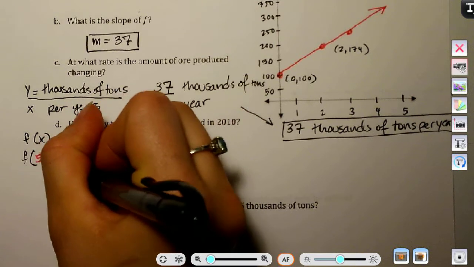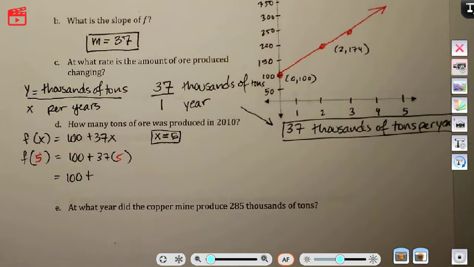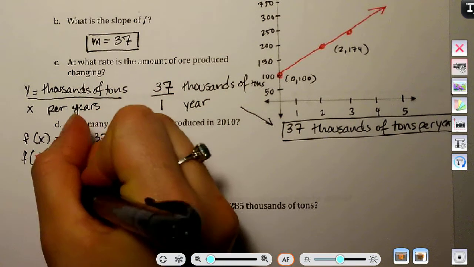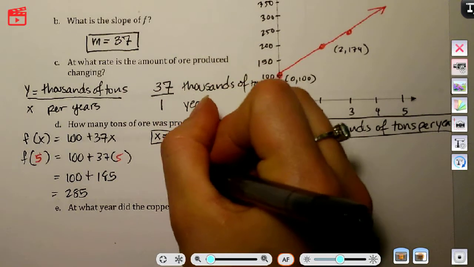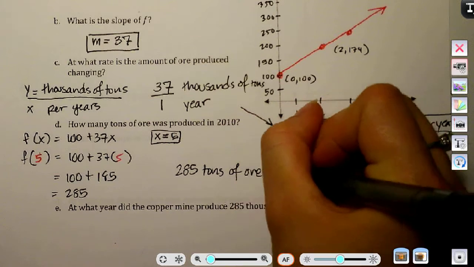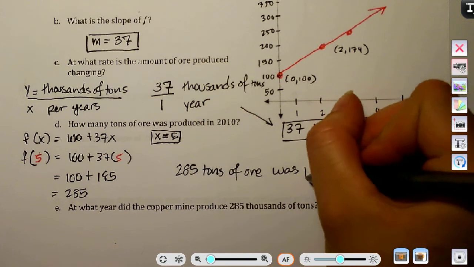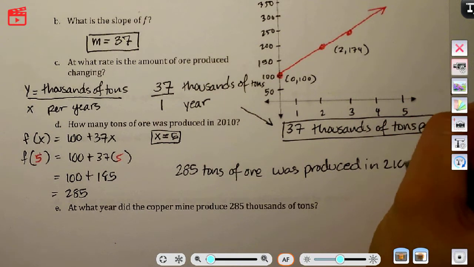Okay, so it's going to be 100 plus, ooh, my brain is tired already. Okay, 37 times 5, 185. And that's going to equal 285. So my answer is 285 tons of ore was produced. Oh, this should be thousands of tons. Was produced in 2010.